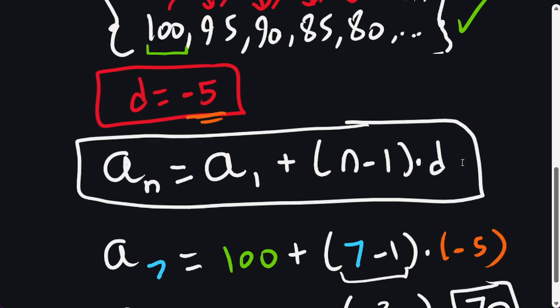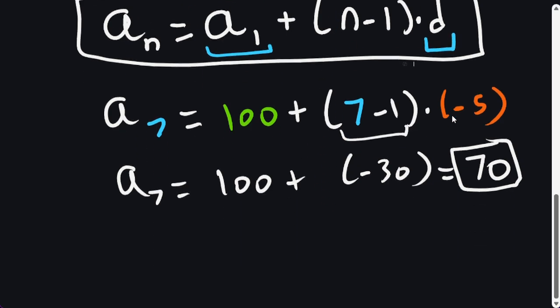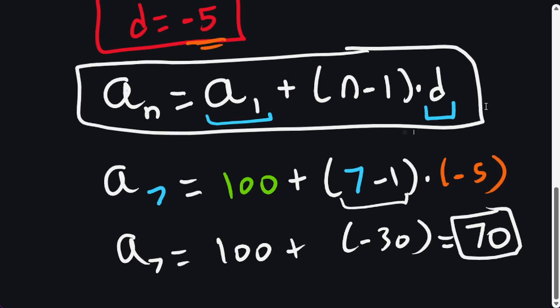So that's how you would find any term of an arithmetic sequence. All you have to know is the first term, a sub 1, and the common difference, d. And that is how you would find it for an arithmetic sequence.